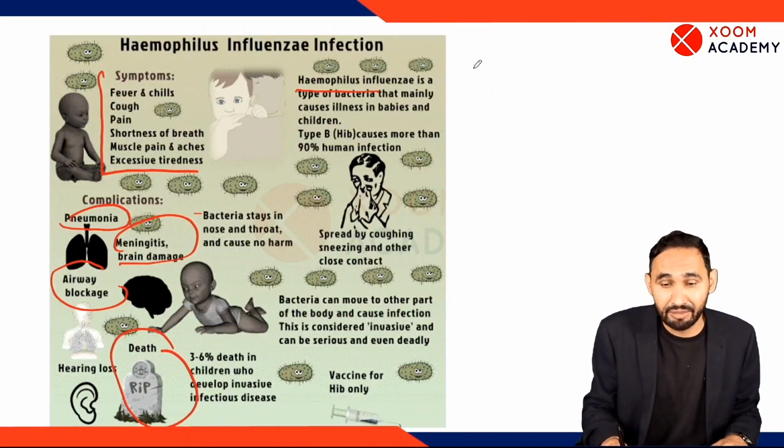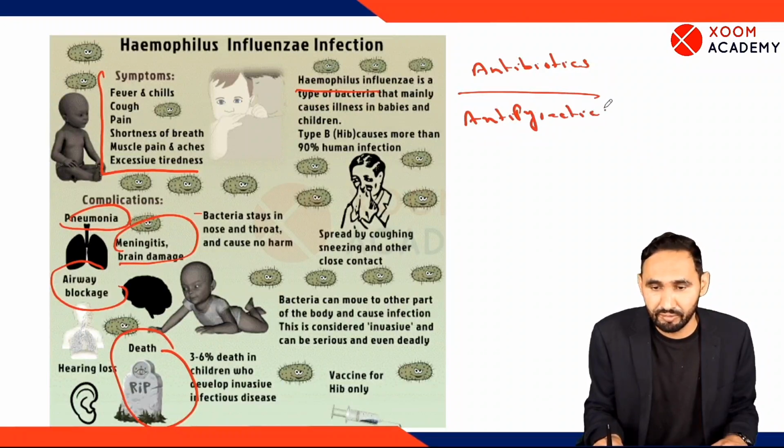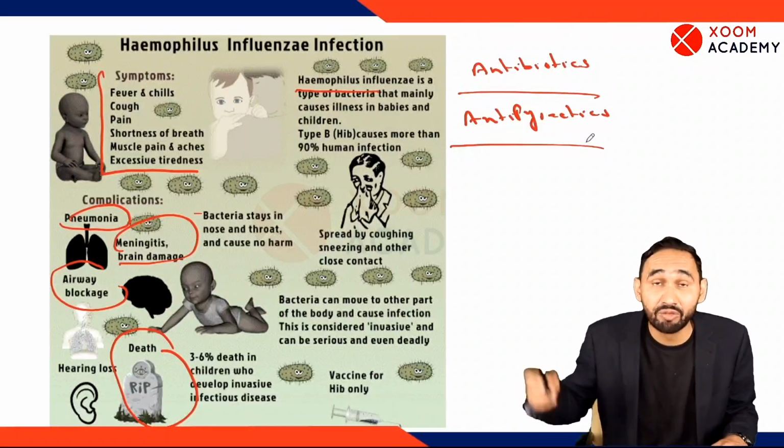We can also give antibiotics because this is a bacterial disease. So antibiotics can also be prescribed. Antipyretics. This is the treatment of influenza. Plus, we can give vaccination. So we have to take dual action. We have to prevent. We have to treat.